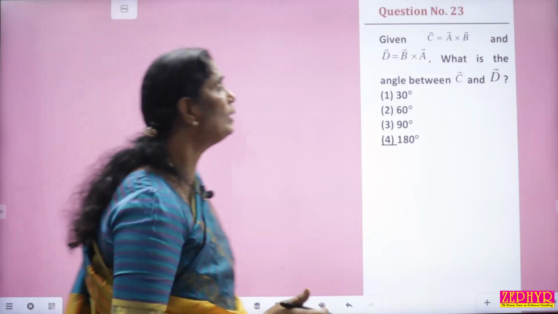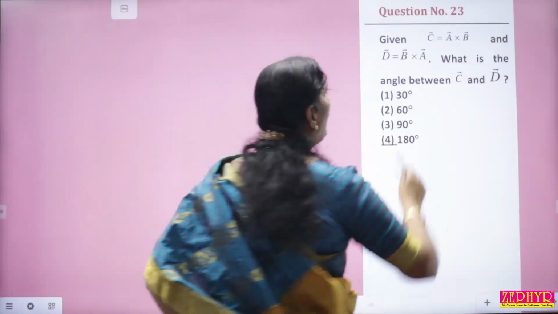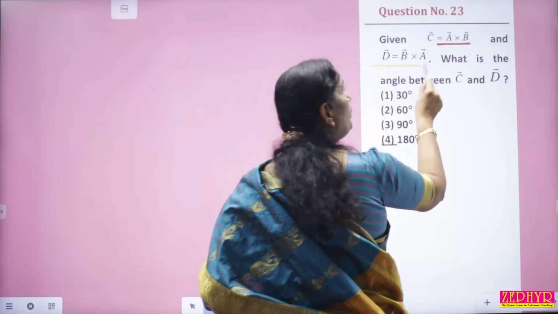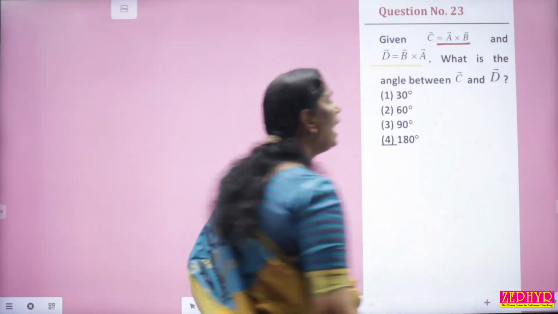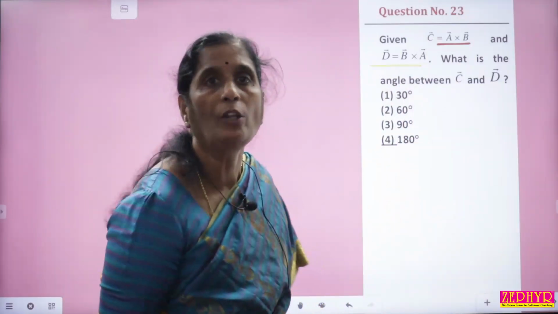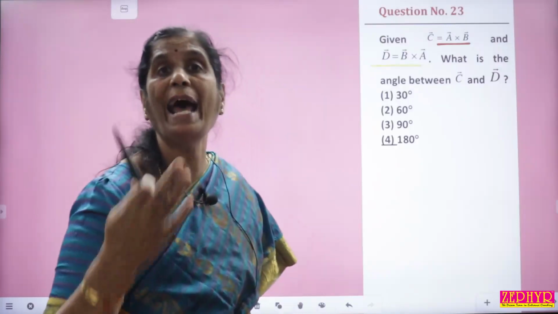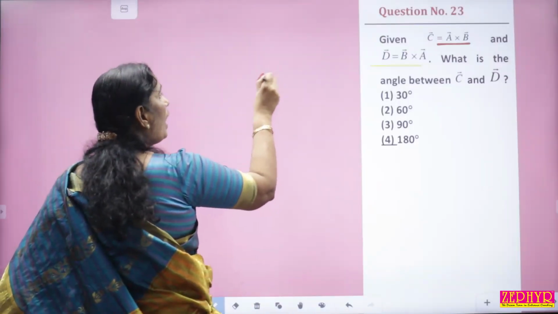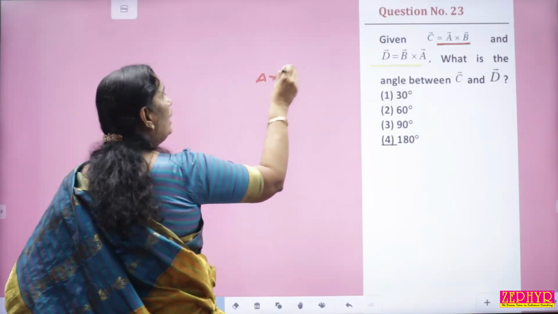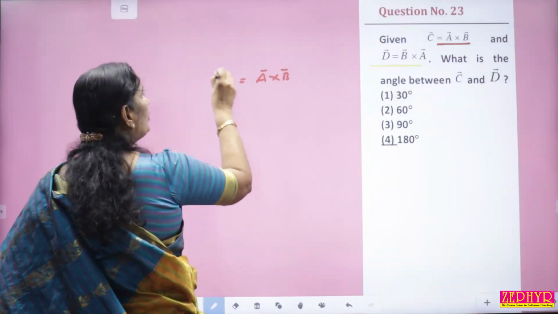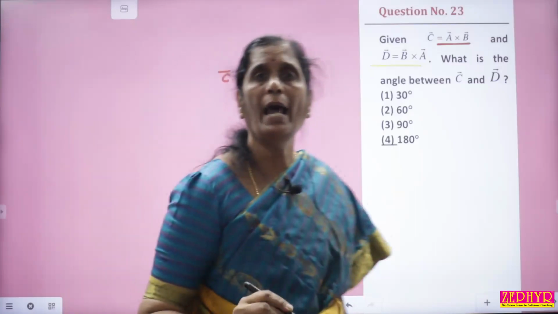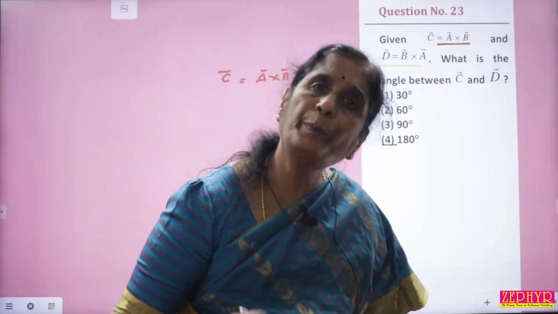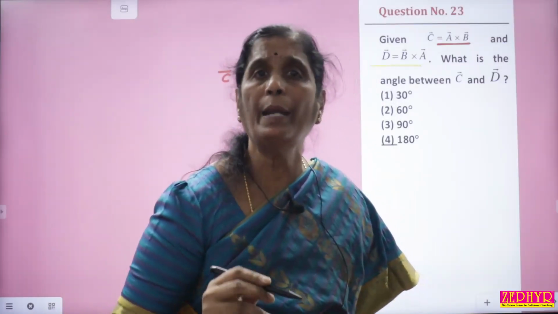Given C bar is equal to A bar cross B bar and D bar is equal to B bar cross A bar. What is the angle between C and D? First, for that you should know what the direction of that is. We know that A bar cross B bar is equal to C bar. So what is the direction of C bar? The direction of C bar is always perpendicular to the plane formed by A and B.